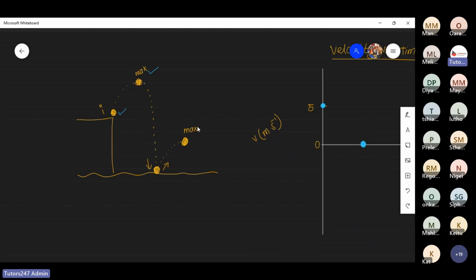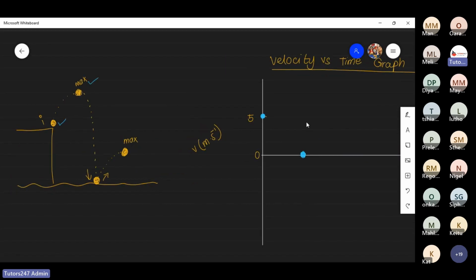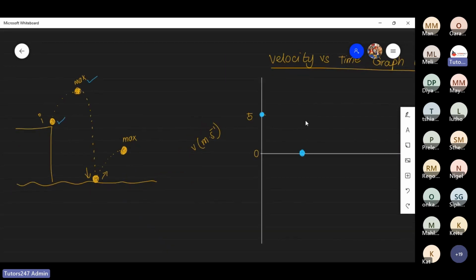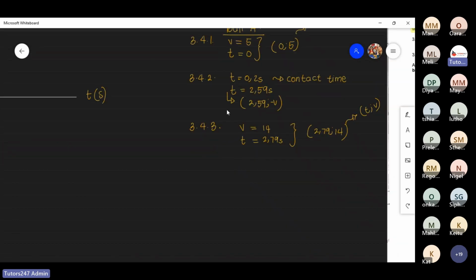Now let us move on to the next point. If we look at our checklist, our next point is when it hits the ground. So let us go and see what is the velocity and time for that. When it hits the ground, okay, here it is, 3.4.2. When it hits the ground, we already have a coordinate for that. But keep in mind, we don't have the velocity. We only have negative v. So it needs to be some negative value that we don't know, but the time must be 2.59.